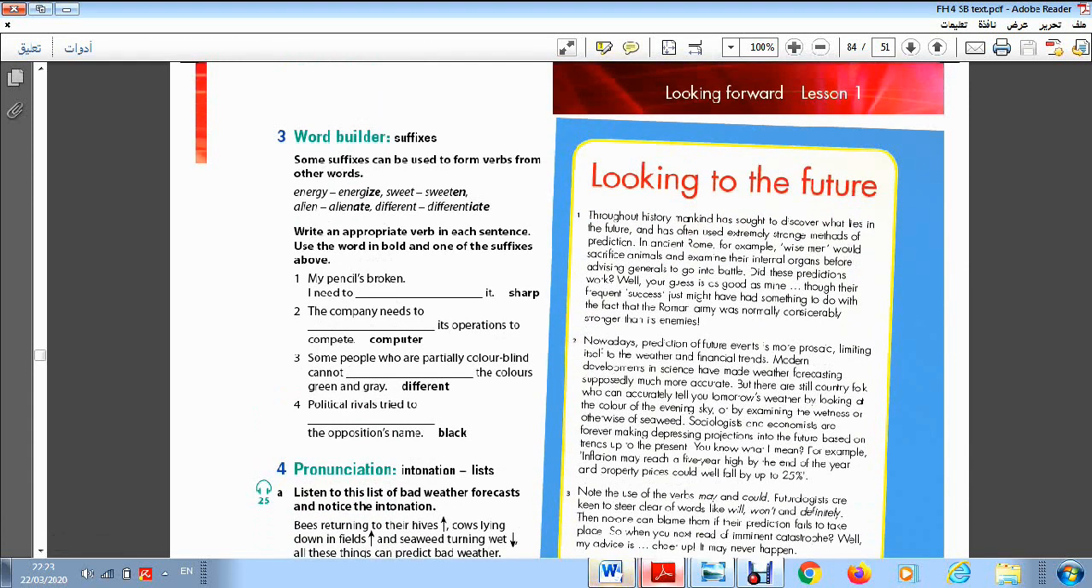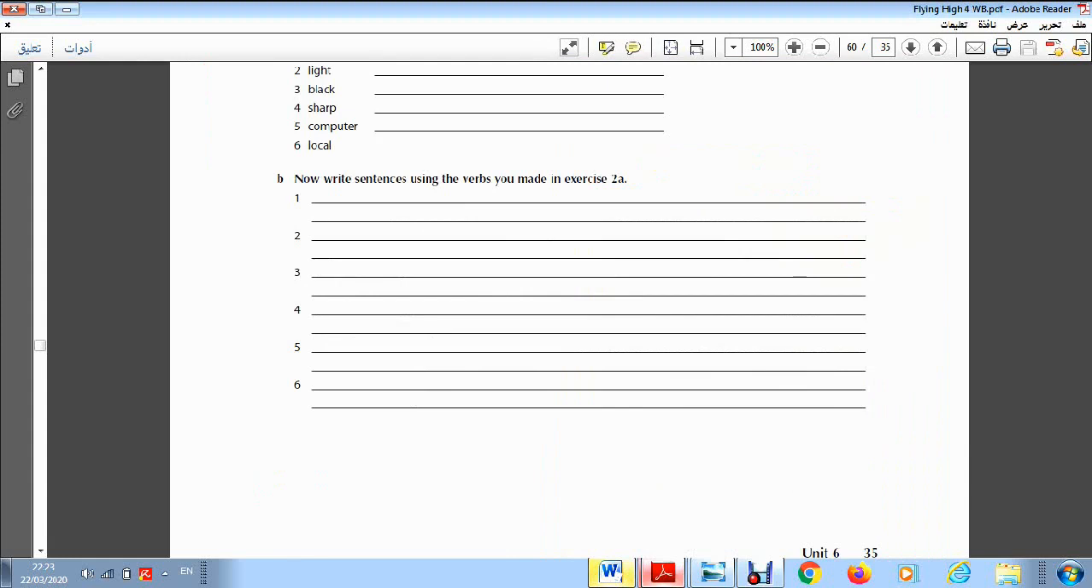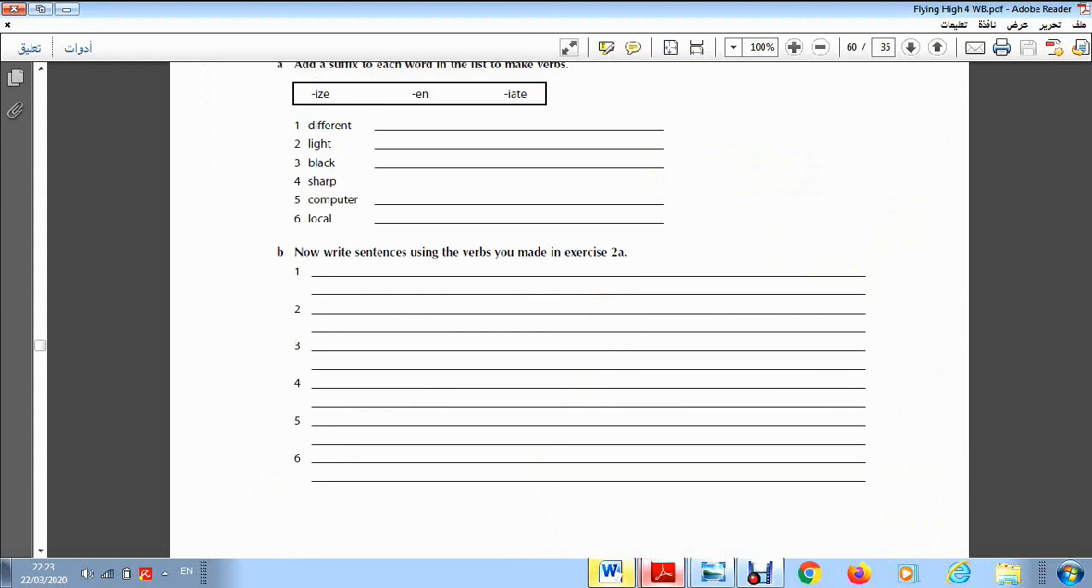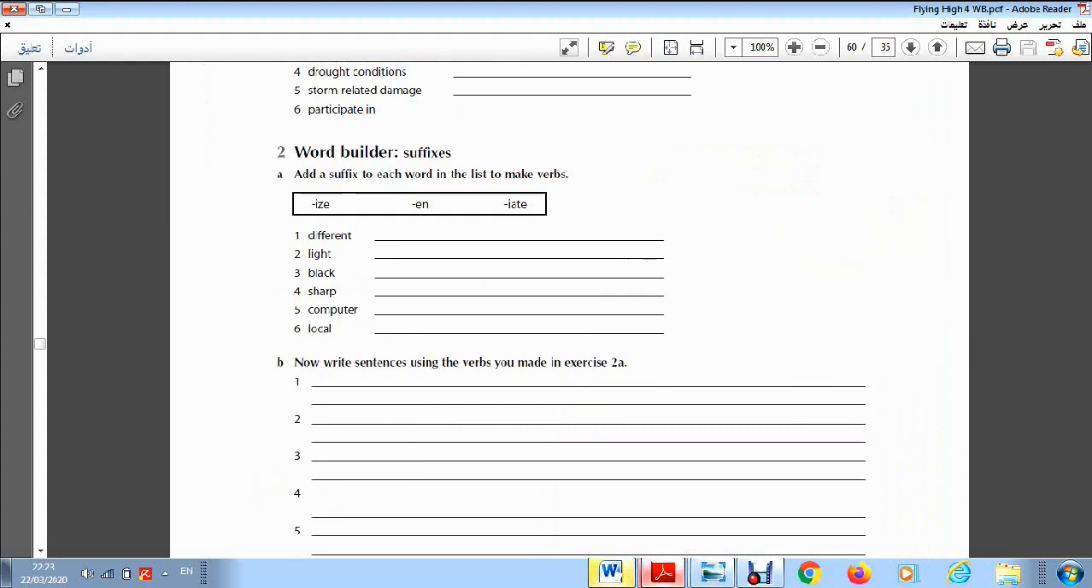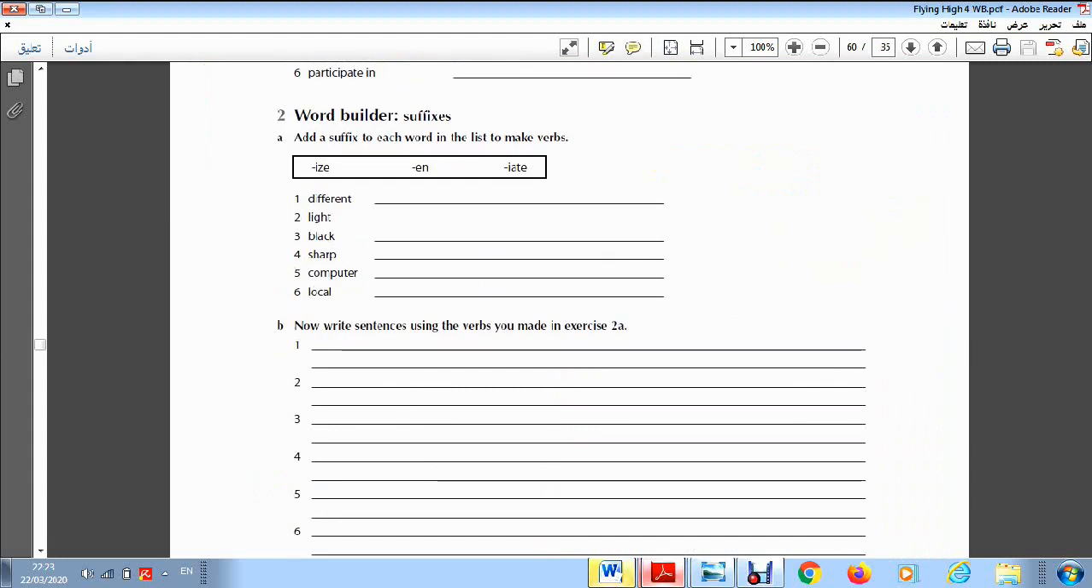Let's now move to the workbook for further exercises. And this is on page 35 of your workbooks. Have a look at exercise 2. Suffixes. By the way, suffixes are a very effective tool.